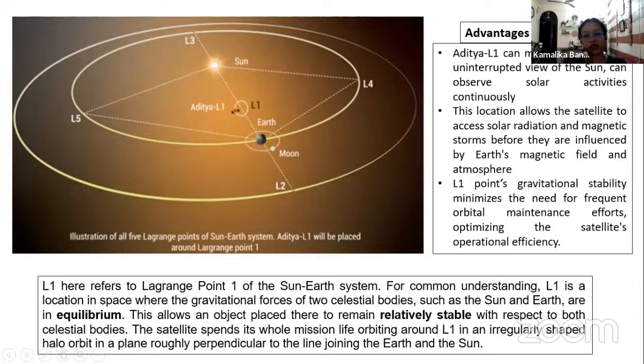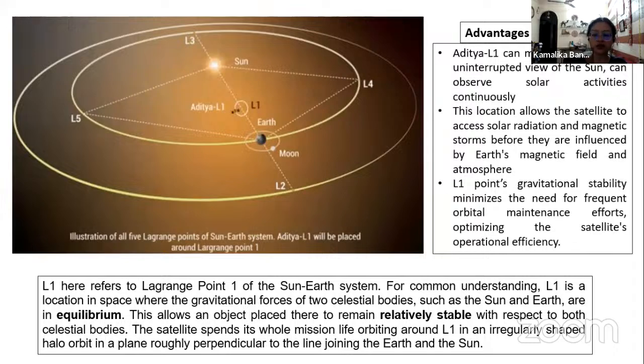So L1 is the most convenient point where we could have launched the solar mission, because it gives us an uninterrupted view of the sun at all times, irrespective of what is happening on Earth, what satellites are there. L1 gives us an uninterrupted view of the sun, and anything that is being released from the sun, we get the direct influence. Means Aditya L1, our spacecraft, would receive all direct information, any solar flares, any solar winds that would be coming towards Earth. That would be the first place where they can receive the information, right? And as they say, this location allows the satellite to access solar radiation and magnetic storms before they're influenced by Earth's magnetic field and atmosphere.